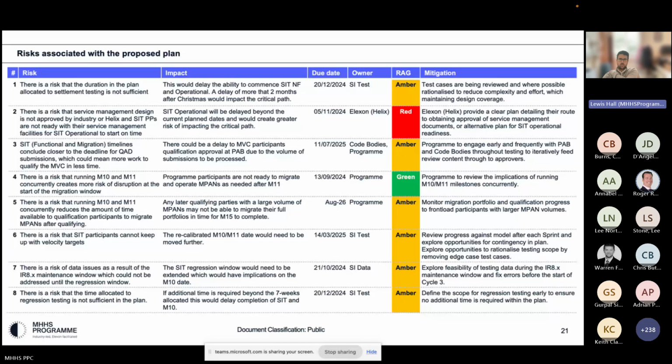Reservations around increasing the velocity. So the type of risks that you'd expect to see. We've captured those. As I mentioned, it's not an exhaustive list, but it captures some of the risks that we believe are associated with this plan and what we're doing to mitigate against those manifesting. And if we just move on.